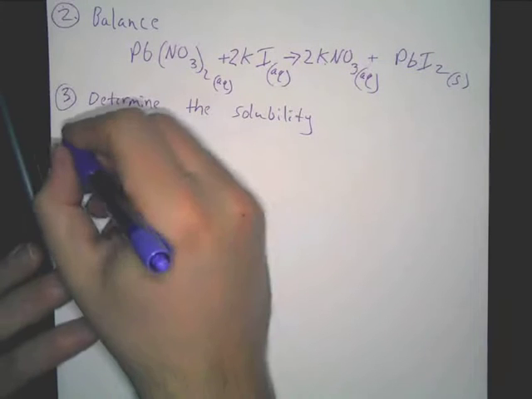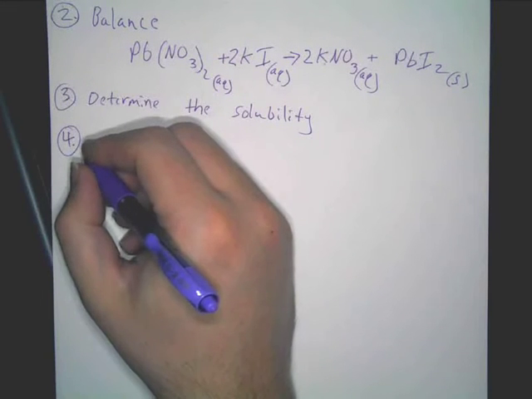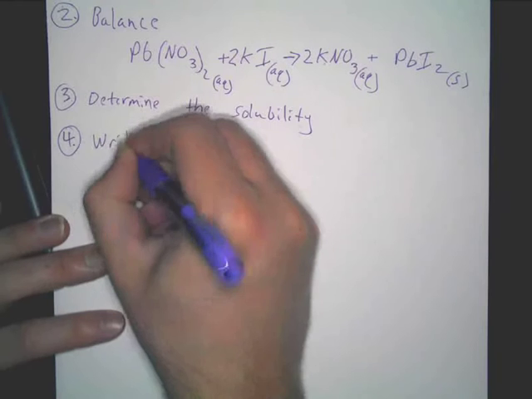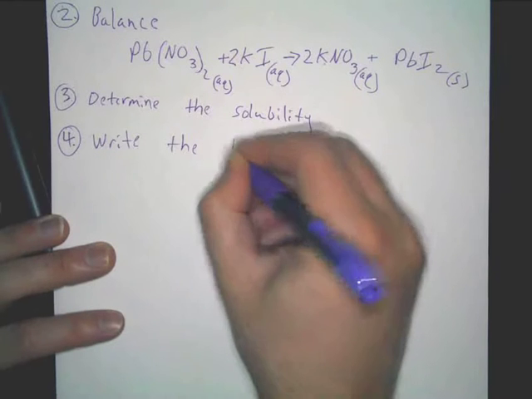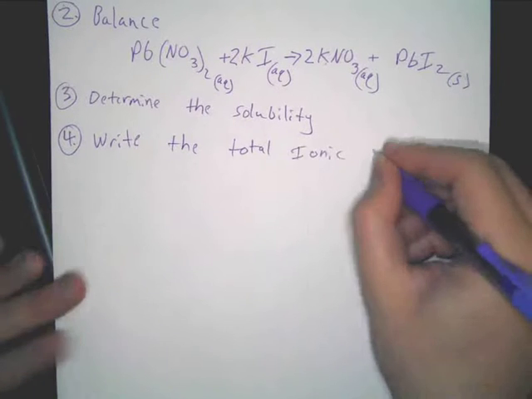So that's step 3. Step 4. This is the long, annoying step. Pay attention. Just ask if it's hard. It'll be hard if you don't pay attention. So step 4. Write the total ionic equation. This takes a little bit.